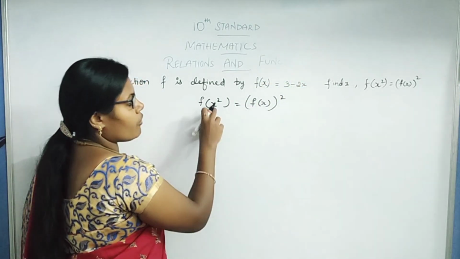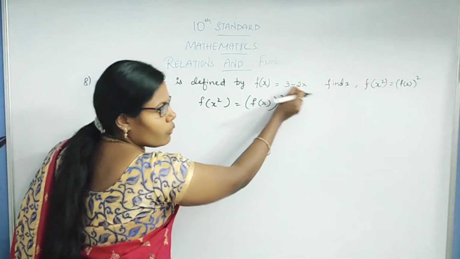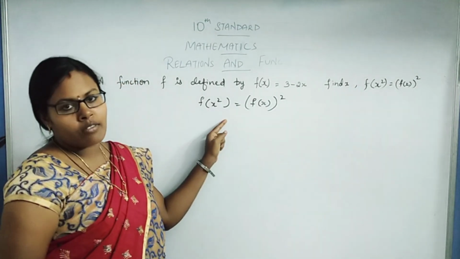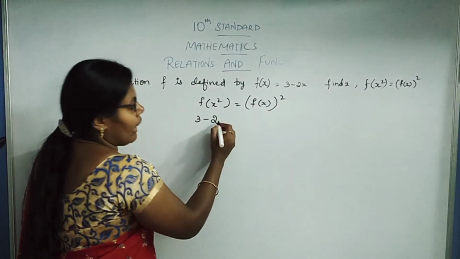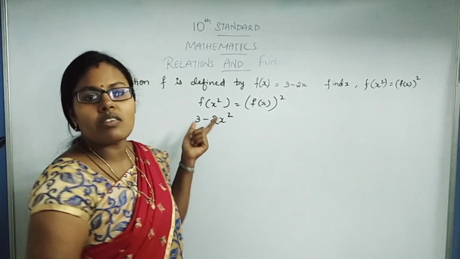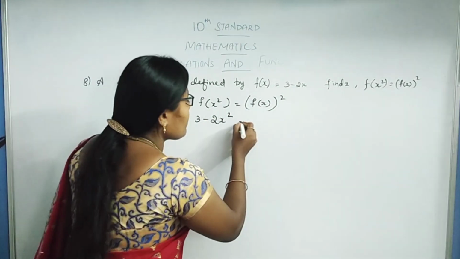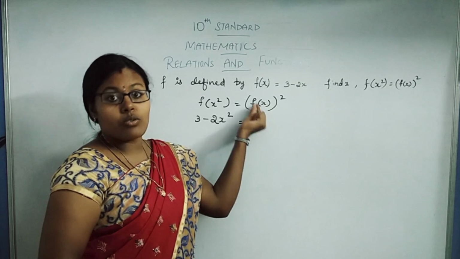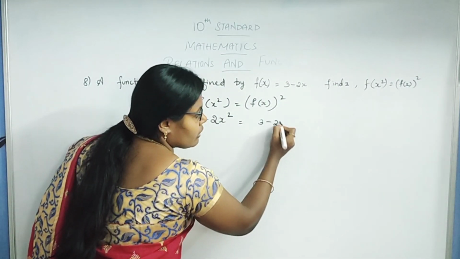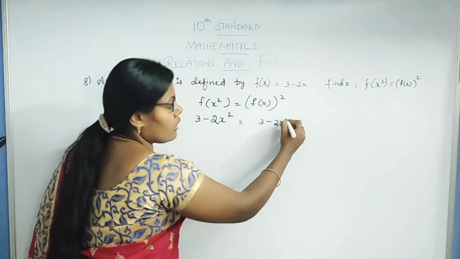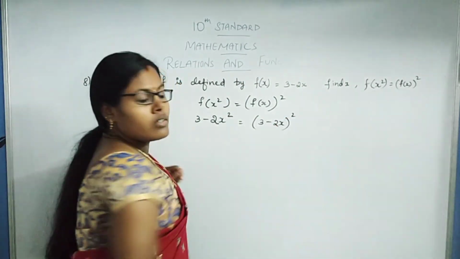You have to find f of x square, which means wherever you have x, substitute x square. So, 3 minus 2 into x square, because this is f of x square. Here what they said, f of x to the whole square, which means f of x is this one, 3 minus 2x to the whole square.